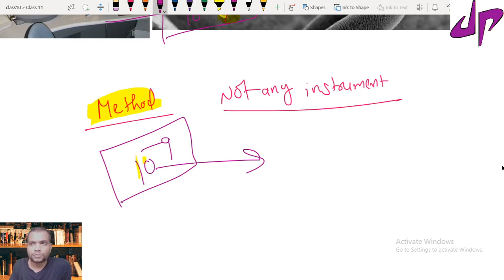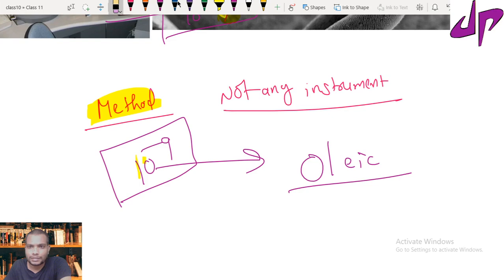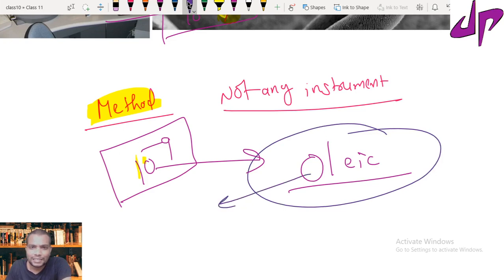Today we would like to measure the size of oleic acid, which is O-L-E-I-C. Among all of those, it is the bigger one in size. We are going to measure the oleic acid size using this measuring method. This is the smallest size we are able to measure with this method.